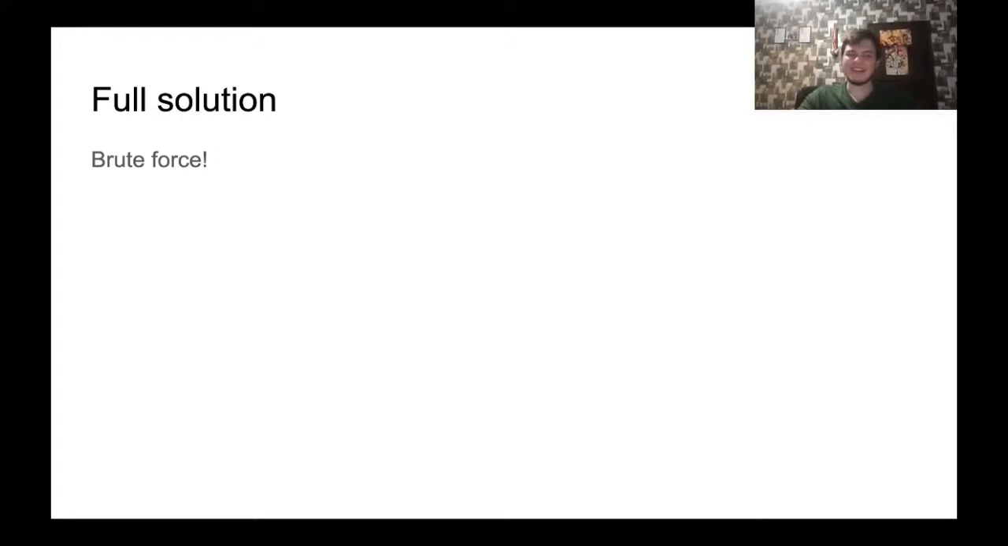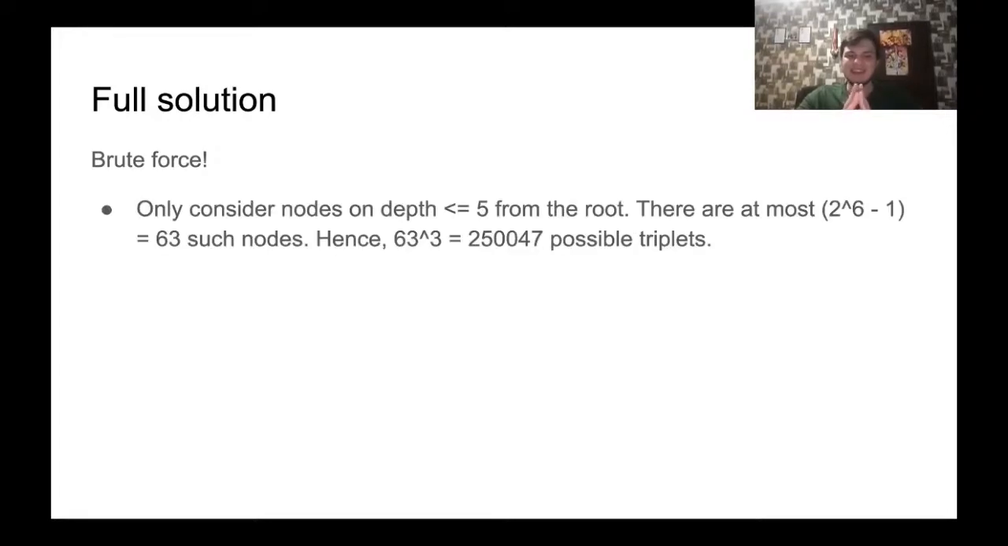So yeah, this way we are pretty much done with the problem, and we just do brute force. The main idea is to consider nodes that are on depth less than or equal to 5 from the root. In other words, when we have some query with some root, we are just going to consider the first 5 levels. Technically 6 if you include the root.